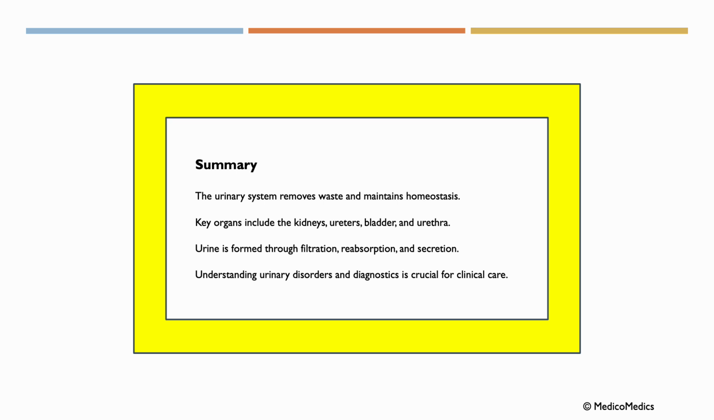So in summary then, the urinary system removes waste and maintains homeostasis. Key organs include the kidneys, the ureters, bladder, and the urethra. Urine is formed through filtration, reabsorption, and secretion. Understanding urinary disorders and diagnostics is indeed crucial for clinical care.